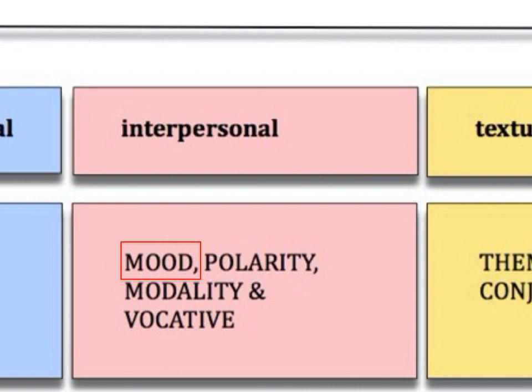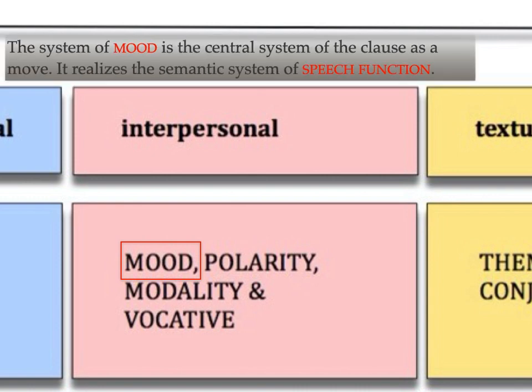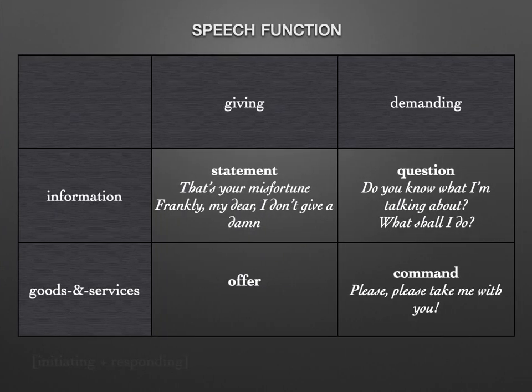We can say the system of mood is, in a way, the grammar of dialogue. Okay. So the system of mood is the central system of the clause as a move. As I said, the grammar of dialogue. And it realizes the semantic system of speech function. Let me say something about speech function, because when we understand the semantic system of speech function, we'll understand which kinds of speech functions, speech acts, are grammaticalized in the system of mood.